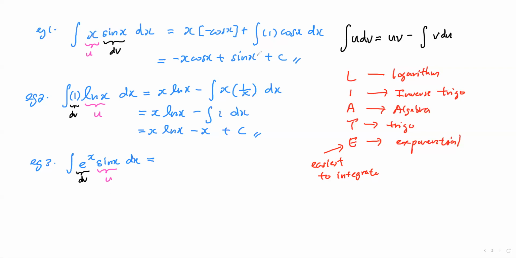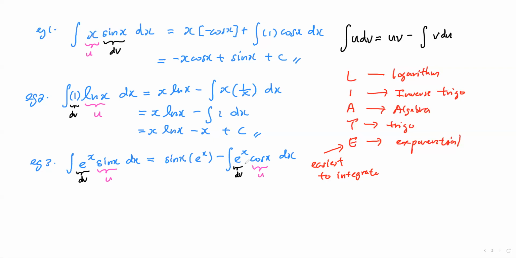Okay, so uv would be sin x times v, which is the integral of e to the power of x, which is still e to the power of x. Minus integrate v du, right? So v is still e to the power of x, and du will be cosine x, right? So you see here we have another integral of a product of two different functions. So we can apply integration by parts again here. As usual, e^x will be our dv, and cosine x will be our u.